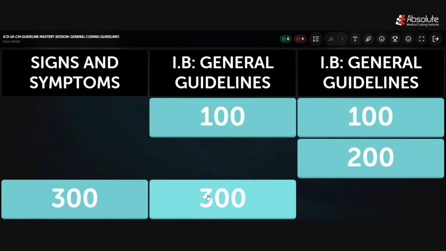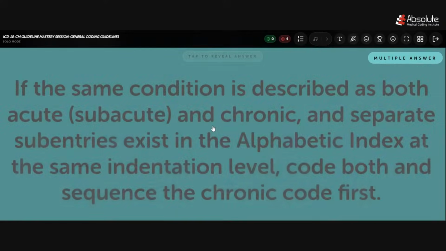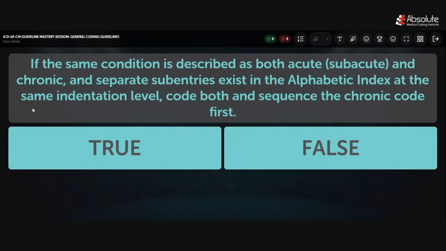We're going to move to, let's do a 300. Oh, this is a long one. Okay. If the same condition is described as both acute or subacute and chronic, the separate sub-entries exist in the alphabetical index at the same level. You're going to code both and sequence the chronic code first. So if someone has like acute and chronic bronchitis, are you going to code them both and you do your chronic first? Is that true or false? What do you think? Let me know in the chat.